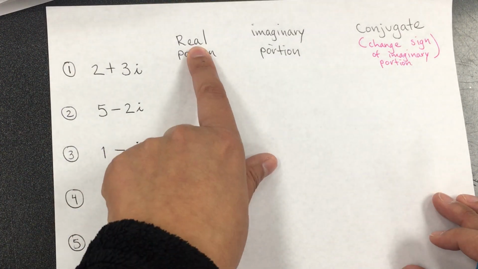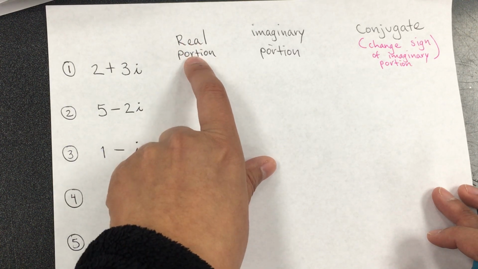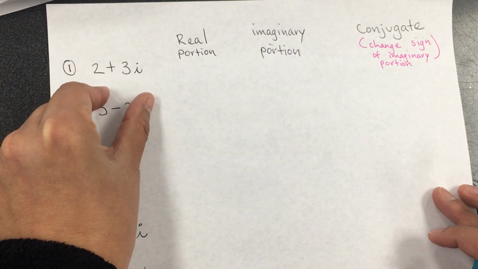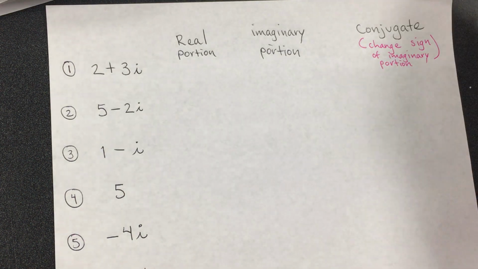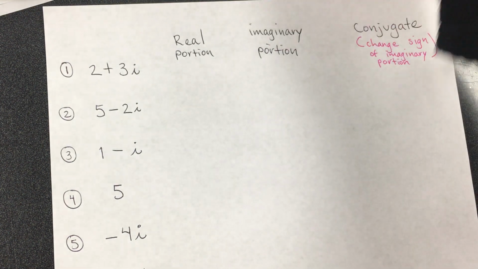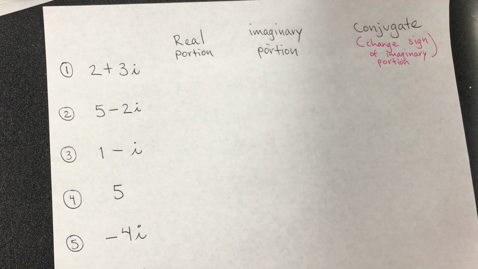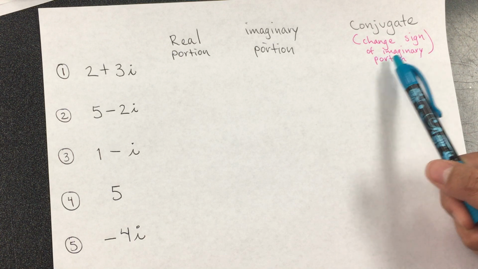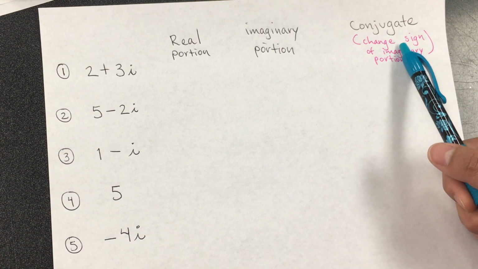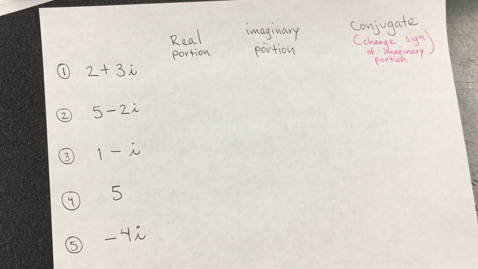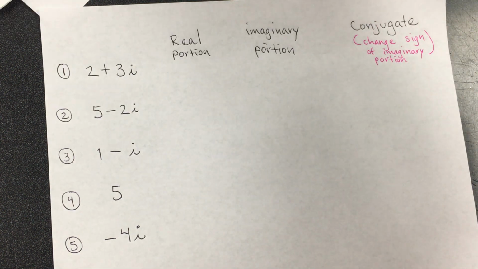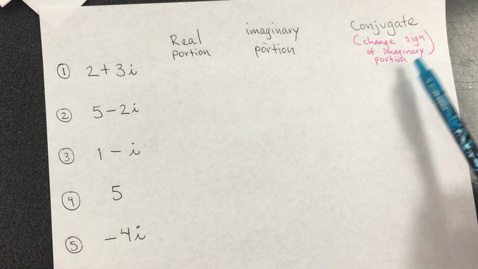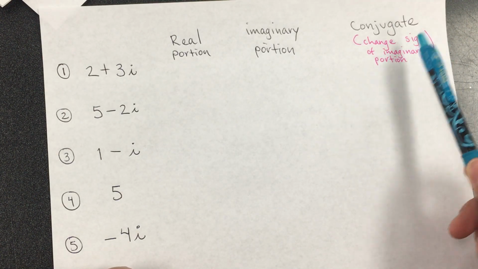Okay, so in here it's asking us to identify the real portion of that binomial, the imaginary portion, and the conjugate. Okay, and the explanation in there says that the conjugate will always have the imaginary portion changed. We're going to change the sign. Okay, so we have to be careful with the imaginary portion. We need to change the sign.